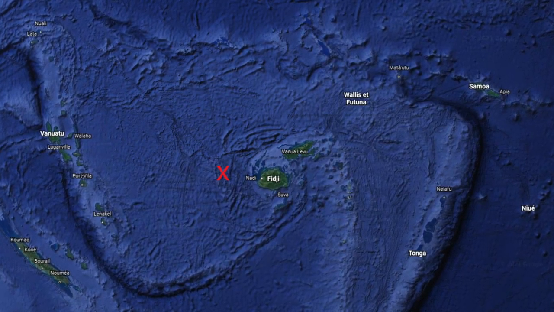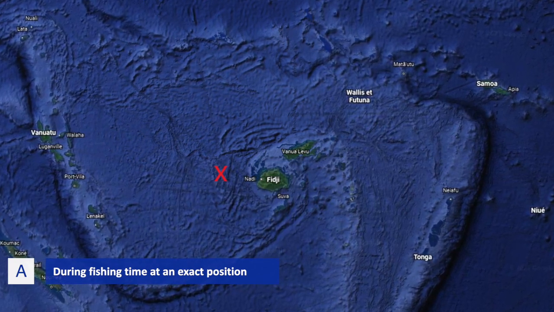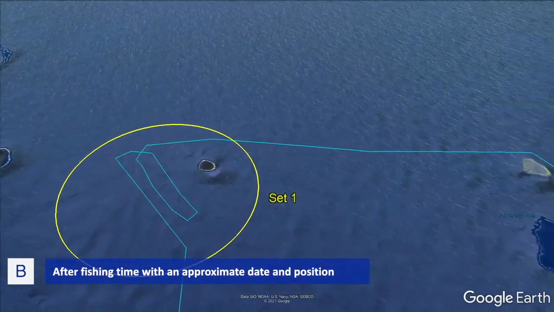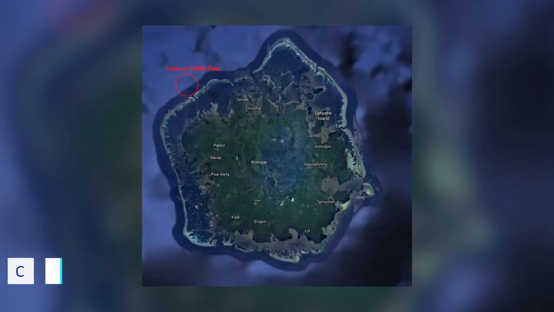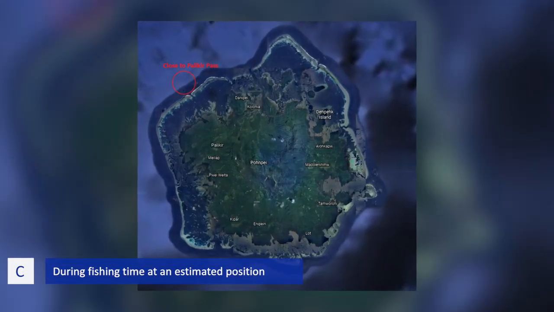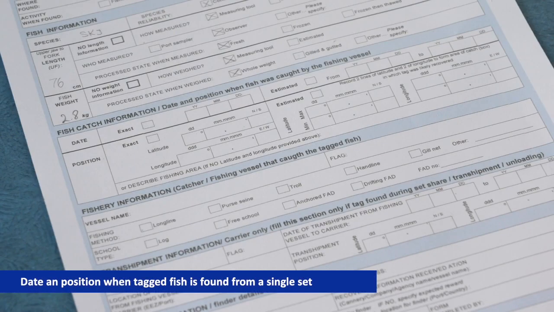A tagged species is either found A, during fishing time at an exact position, B, after fishing time with an approximate date and position, or C, during fishing time at an estimated position. Date and position when tagged fish is found from a single set.